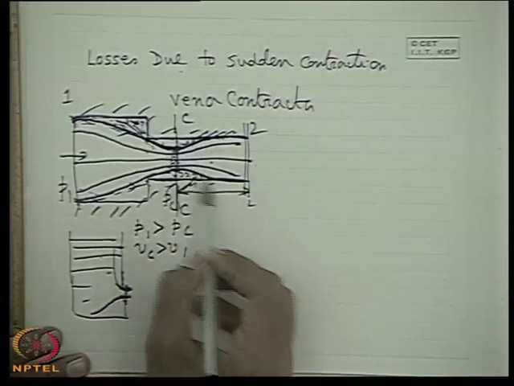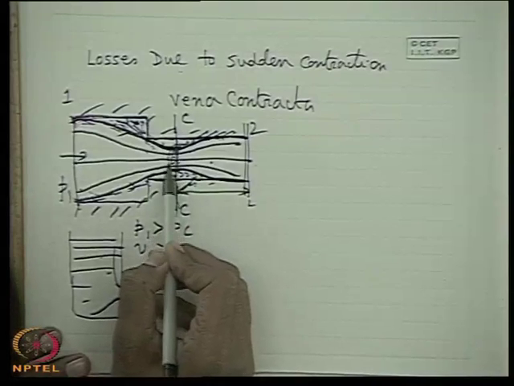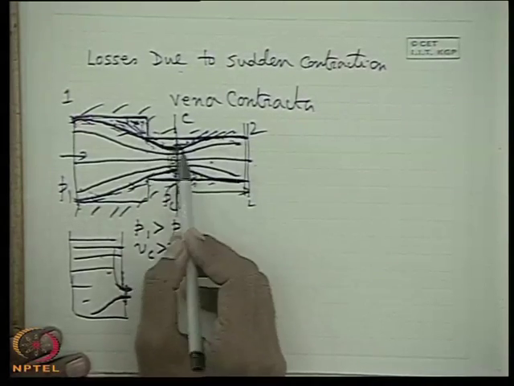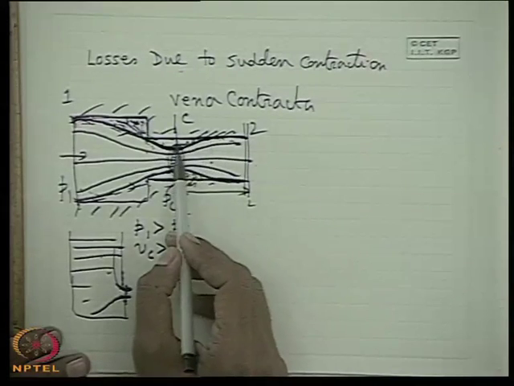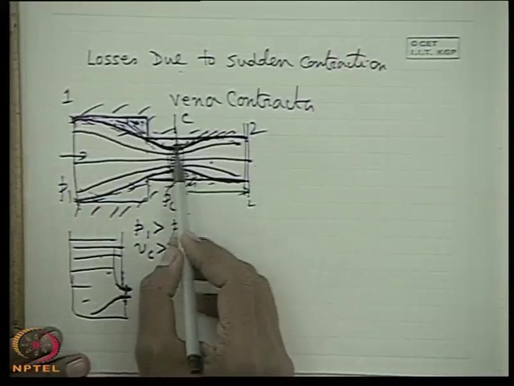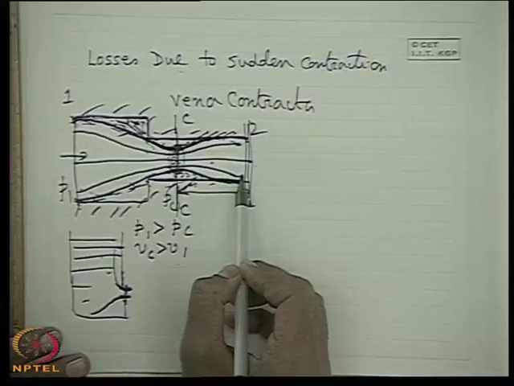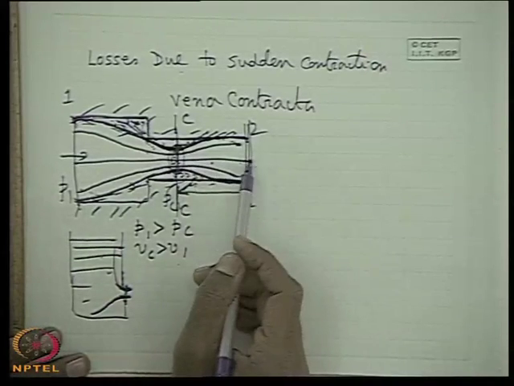And why does this expansion take place? This is because the stream tube attains an area which is lower than the geometric area of the tube, that is the vena contracta. Then it has to expand to fill up the pipe 2. So it is the expansion from the vena contracta to the downstream section 2-2 for which the losses take place. Therefore, it is again the loss due to expansion.